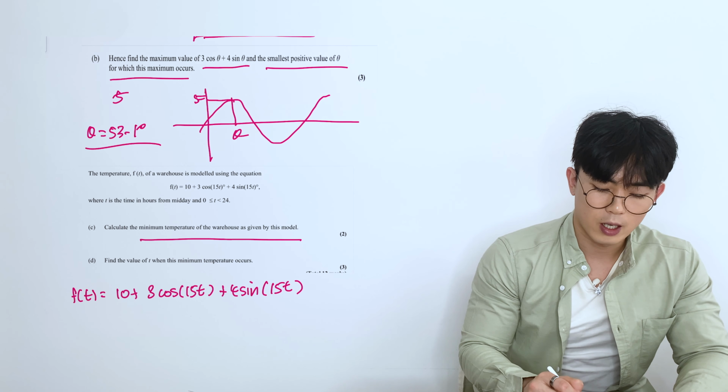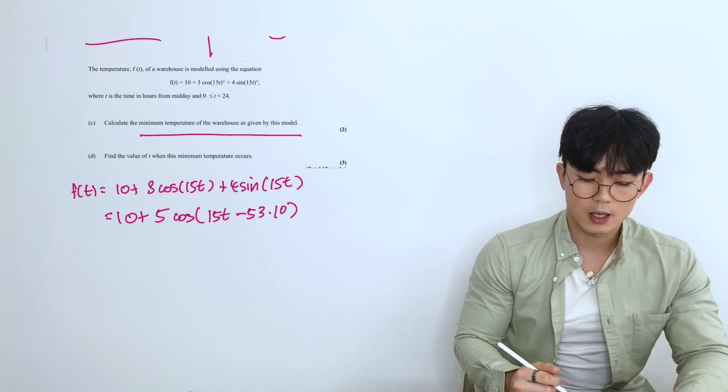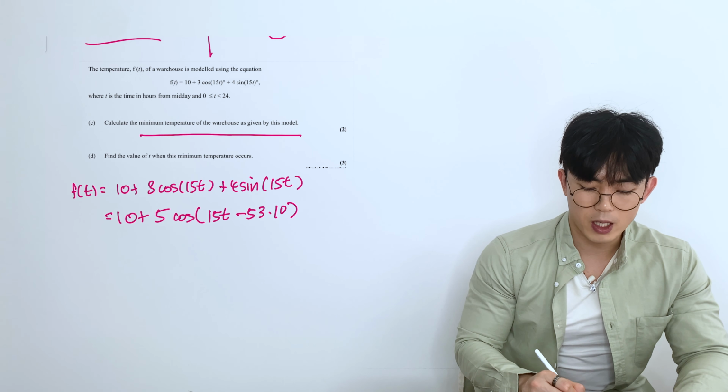So I can rewrite this as 10 plus 5 cos, where rather than theta it is now 15t, right? So 15t minus 53.1 degrees, like this. And then they're asking, what's the minimum temperature? So it's the minimum, so that's when this is smallest, right? So the min will be when this is 10 minus 5, because the minimum will be negative 5, equal to 5.